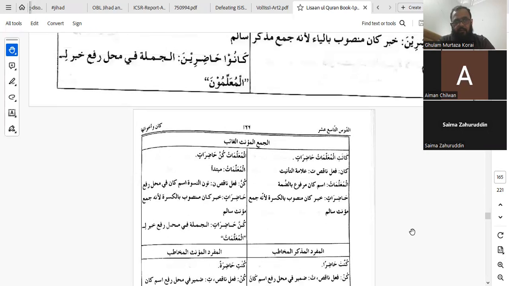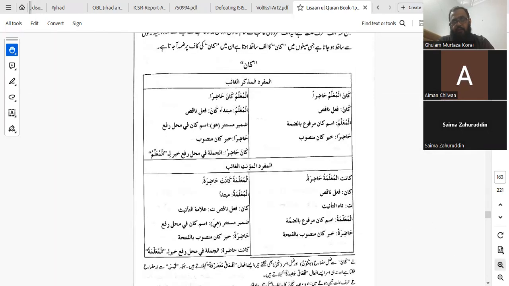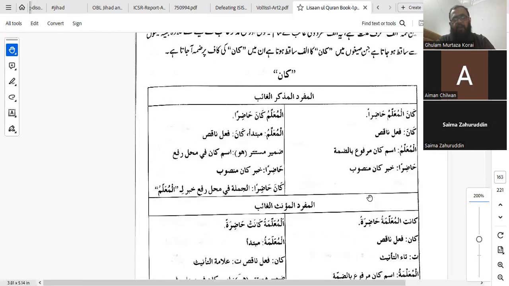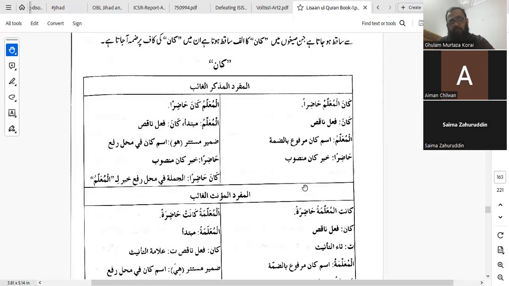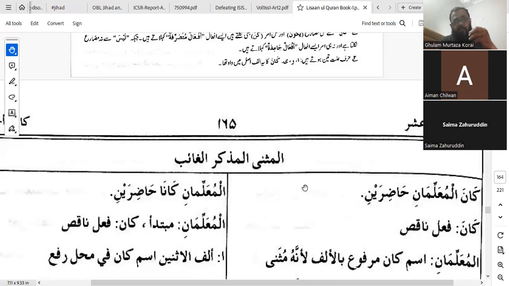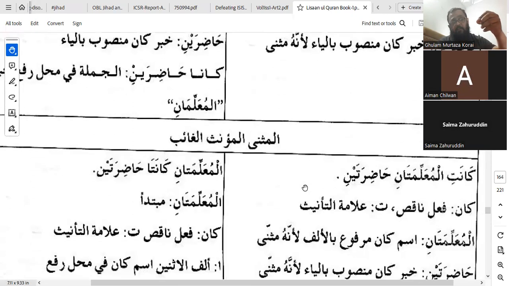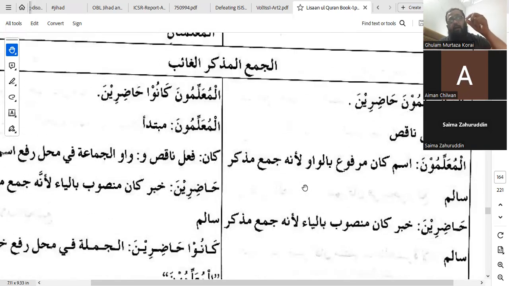But if we go back to another form, where before kana the ism is mufrad, like al muallimu, mufrad, then kana will be mufrad: al muallimu kana. But if it is al muallimani, that is kana: al muallimani kana. And if it is al muallimuna, it will be al muallimuna kanu.